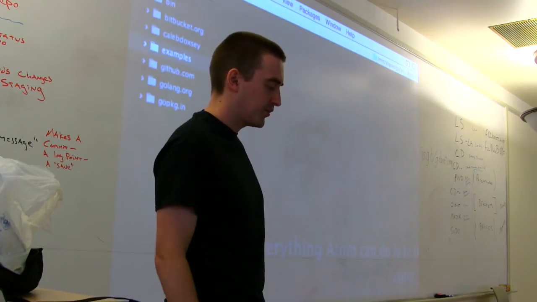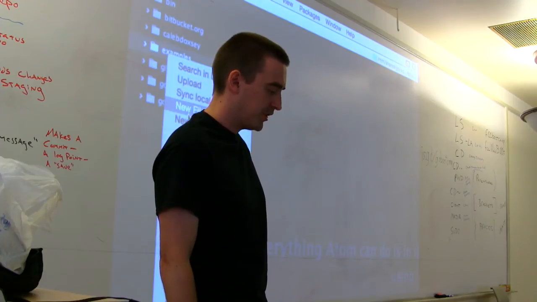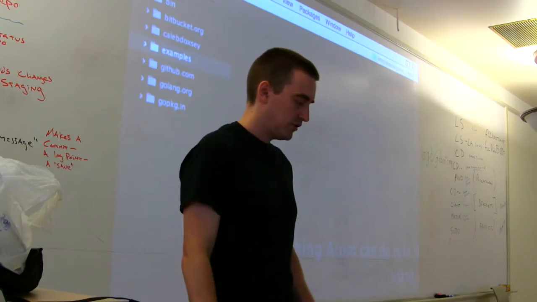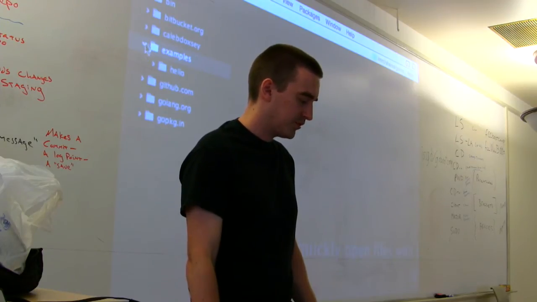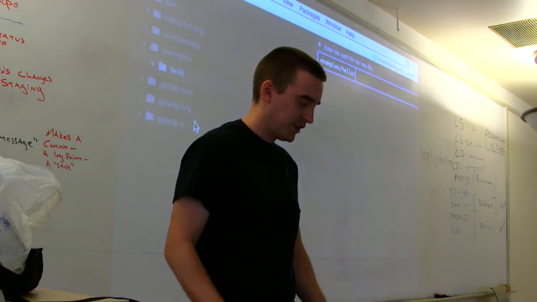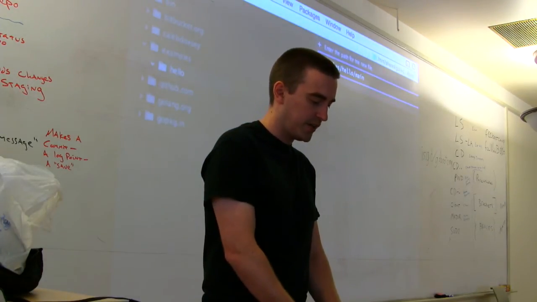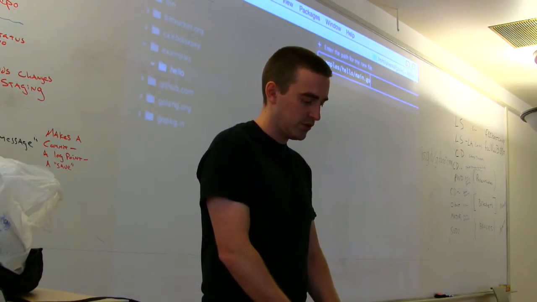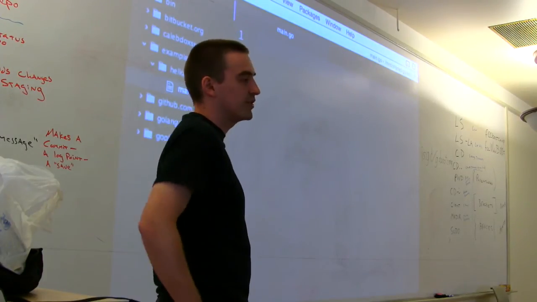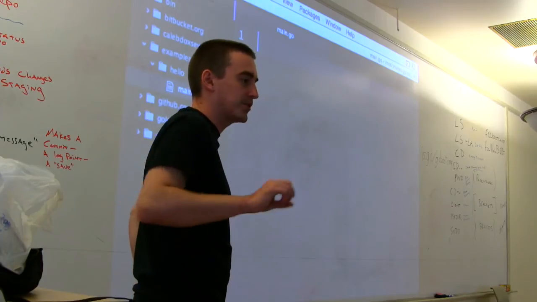So create an examples folder, and we'll make another folder in here, and we'll just call it hello. You should have source/examples/hello, and then create a new file inside of here and call it main.go. Main is a traditional name for the entry point to a program.